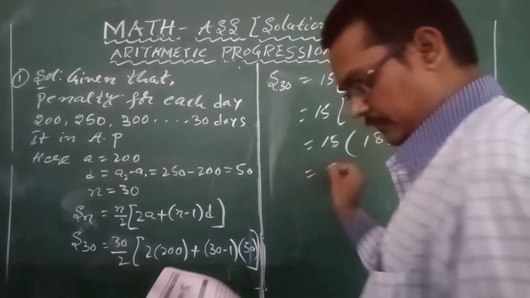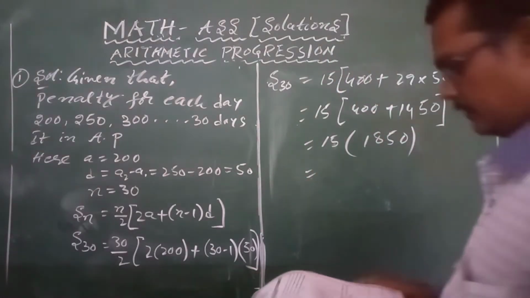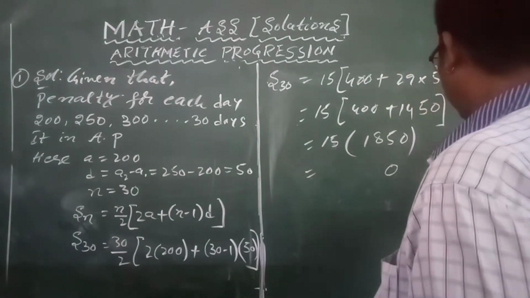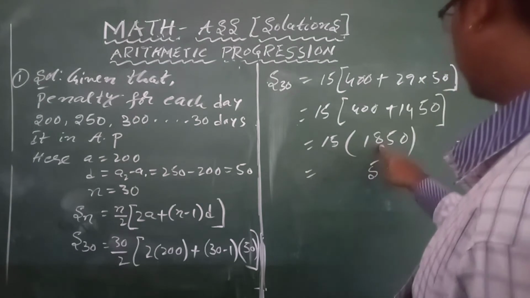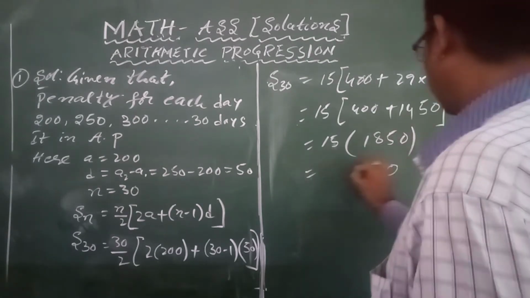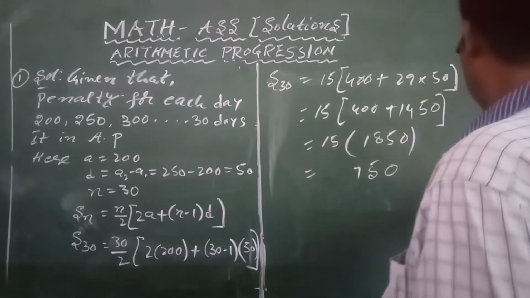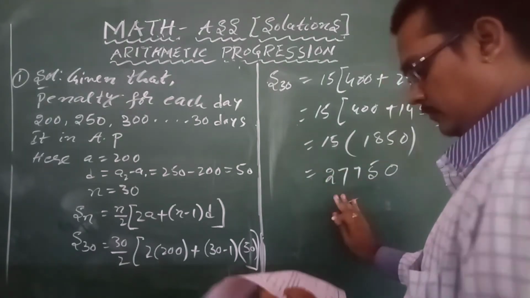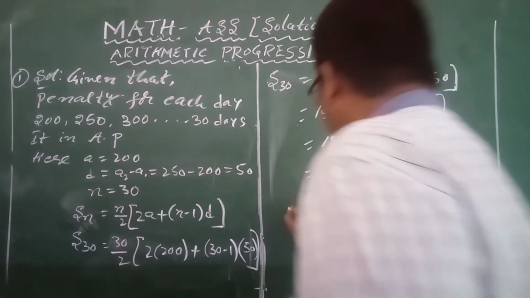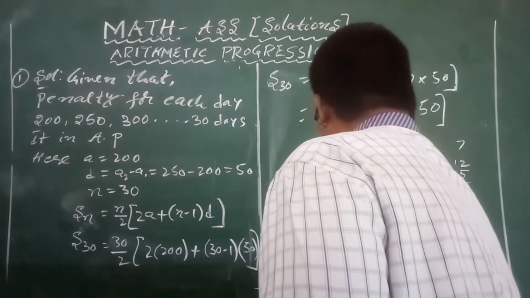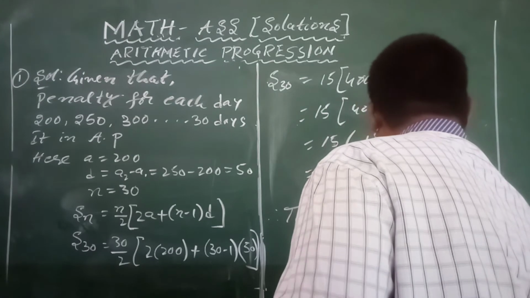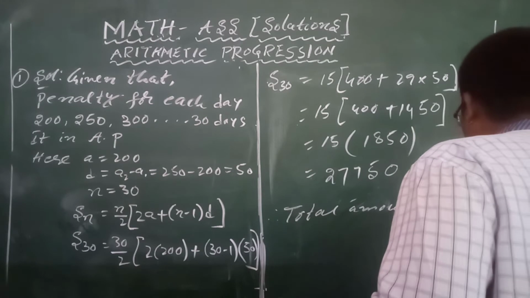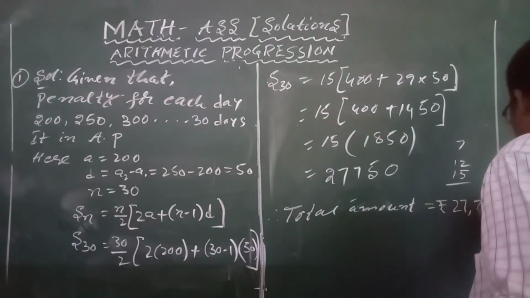Now this is simplified. Finally S30 is equal to 15 into 1850. 15 times 1850 gives 27,750. So in the concluding step, the total amount paid by the contractor is equal to 27,750 rupees.